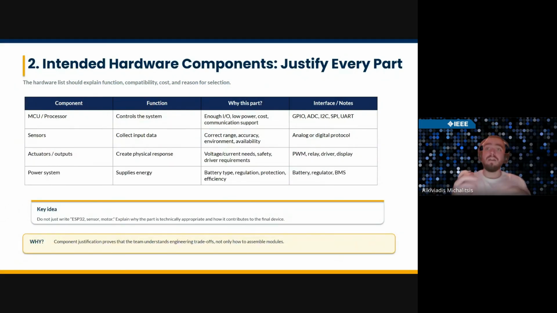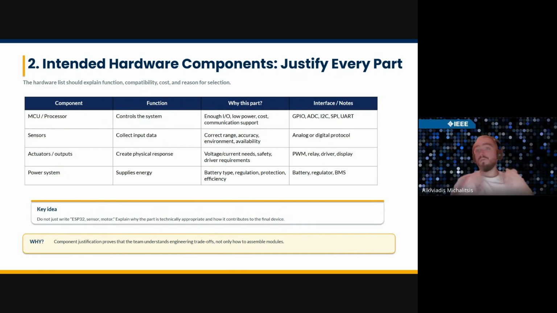For example, it might have enough inputs and outputs. It can have low power cost. It can support multiple communication protocols. And you can list some interfaces and nodes for each part. For example, this MCU processor has general purpose I/O, an analog to digital converter, I2C, SPI, UART, etc. You give some highlights on the specifications you want the part to have.